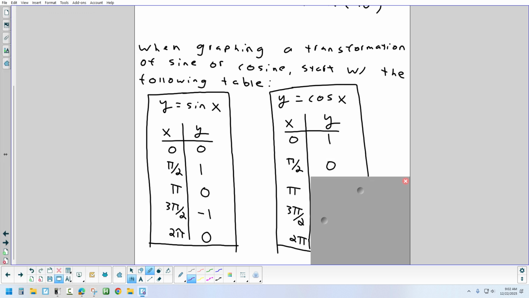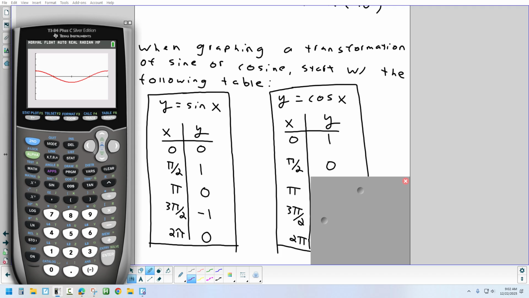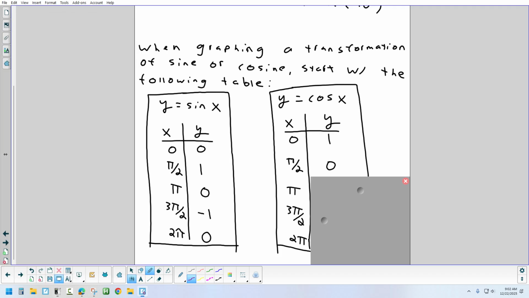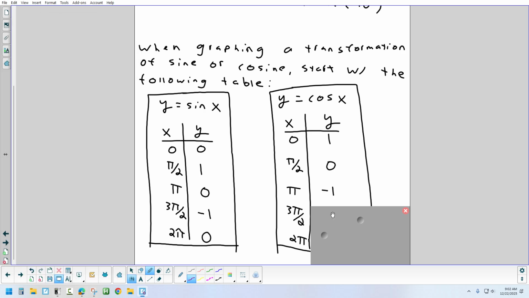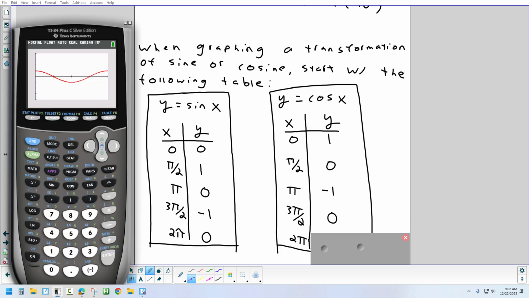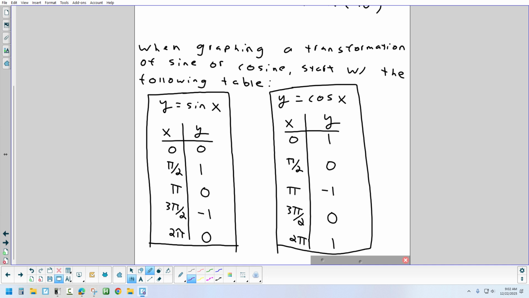How about when we're at pi? -1. -1, that's the lowest we go. And how about 3 pi over 2? 0. Back at 0. And how about when we get to 2 pi? We go back to 1. Okay, those are the y values for the first cycle of cosine.